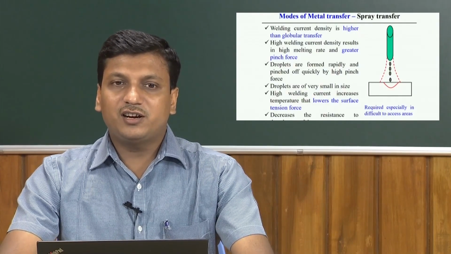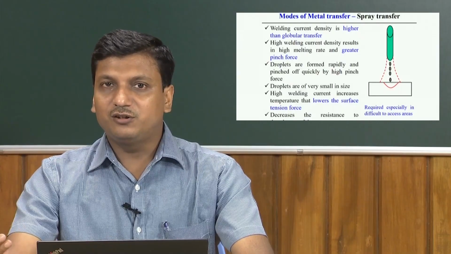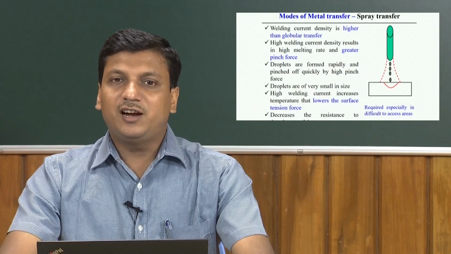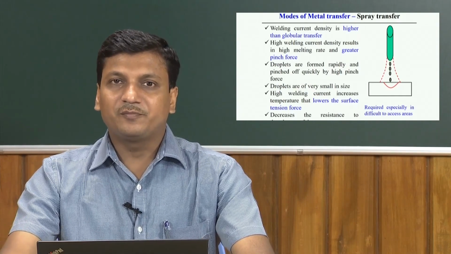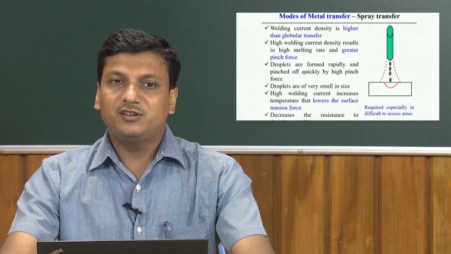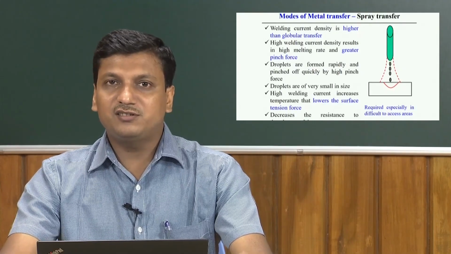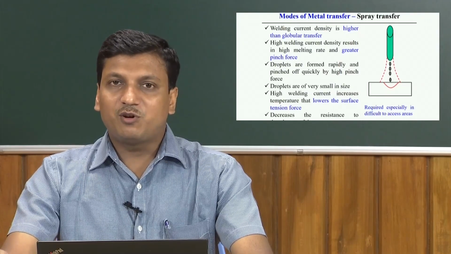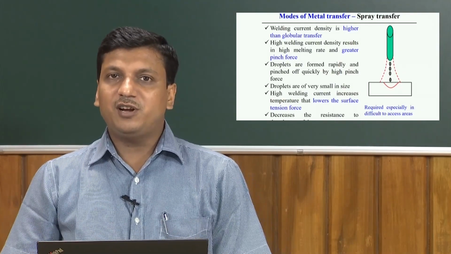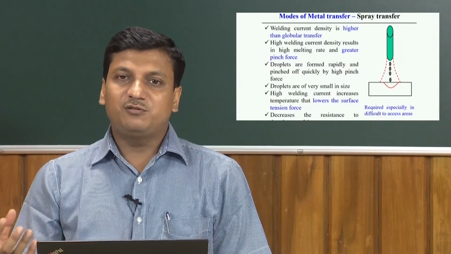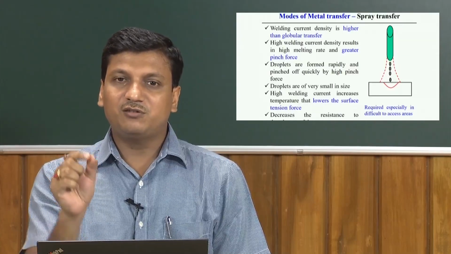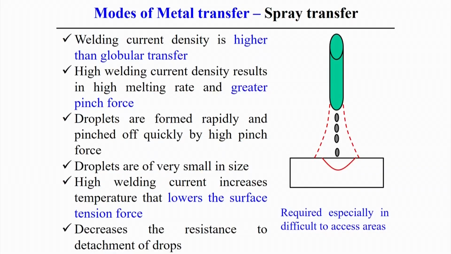So, high welding current increases the temperature, and when there is an increment of the temperature, that lowers the surface tension force, and of course, the high current density also favors the increment of the pinch force. So, the decreasing surface tension force and increasing pinch force, both together favor the detachment of the droplet, and finally, if you look into the figure, a very small droplet forms from the electrode and continuously transfers to the main welding component.